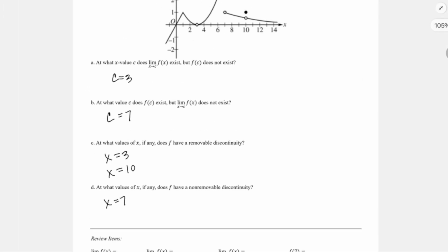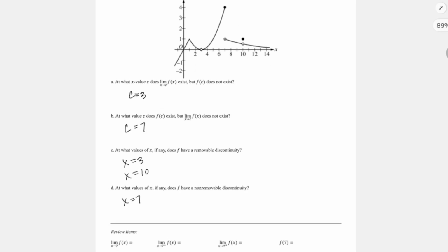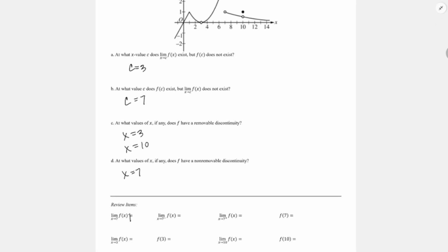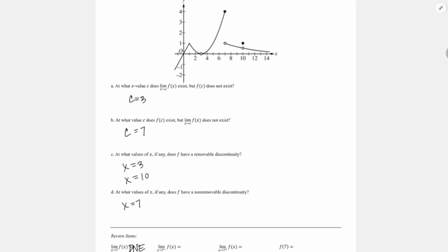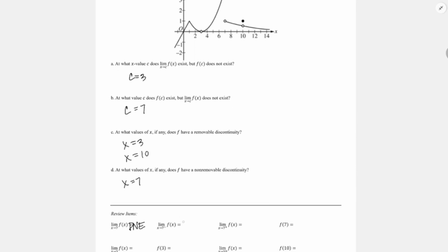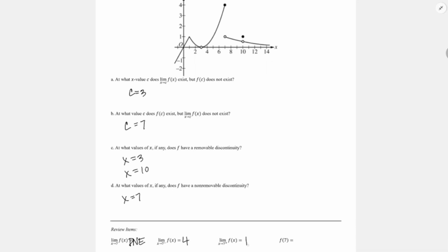This is still with the graph. The limit as x approaches 7 of f of x does not exist. As x approaches 7 from the negative side, that's from the left, it looks like we are approaching 4. As x approaches 7 from the positive side, I'm just doing the best I can. There's not a grid, so we can give our best guess. f of 7 equals 4.